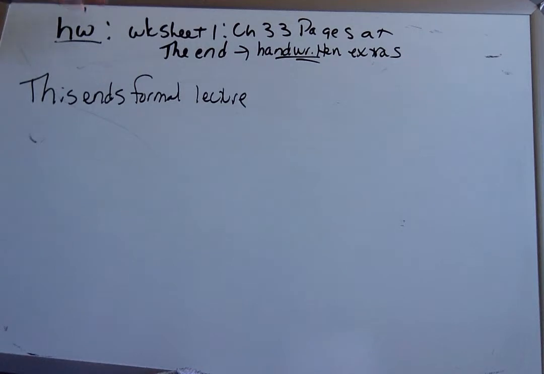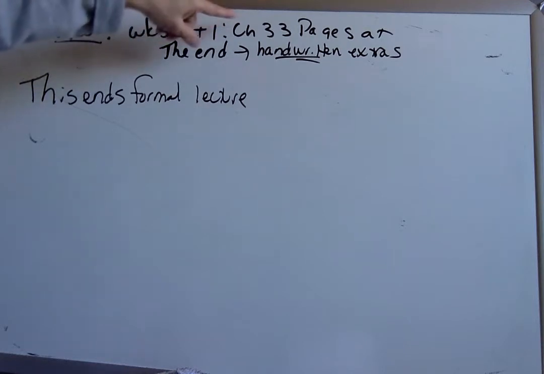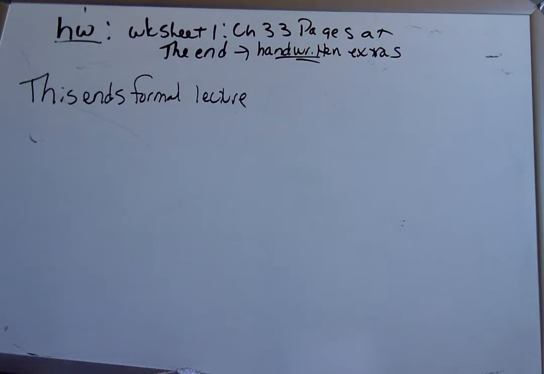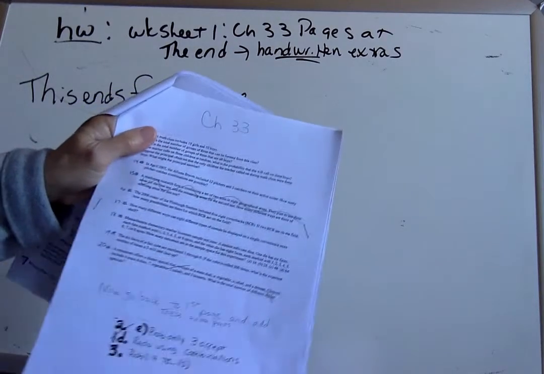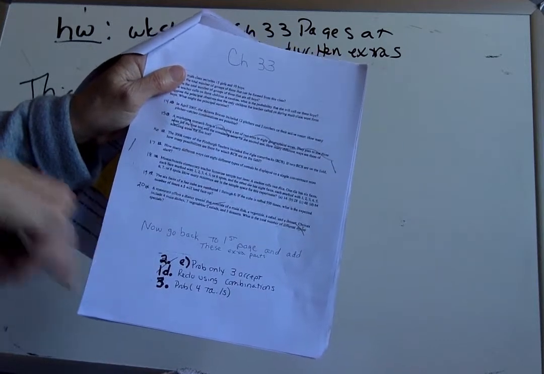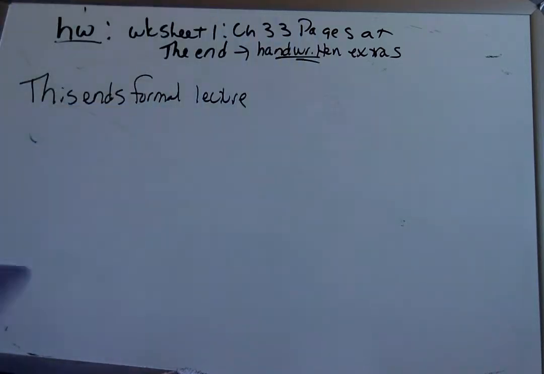So for homework, pretty much this should be the only thing you have not done. On worksheet 1, the chapter 33 pages, at the very end, you'll see how I hand wrote some extra problems. That is definitely what you want to practice, and then start reviewing everything and redoing everything. So when you pull out this page, probably from the last video, that's what I mean by the handwritten ones.